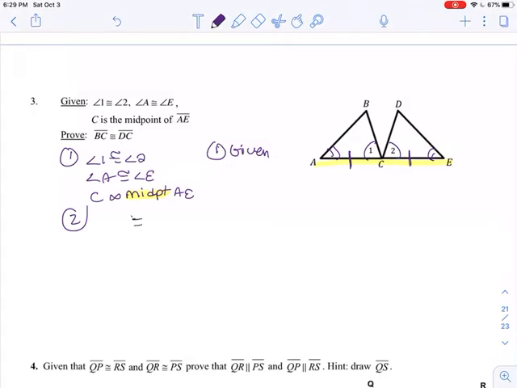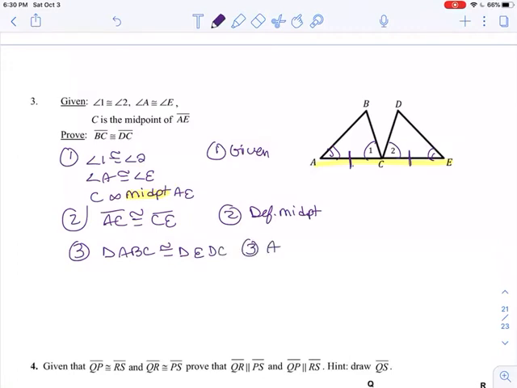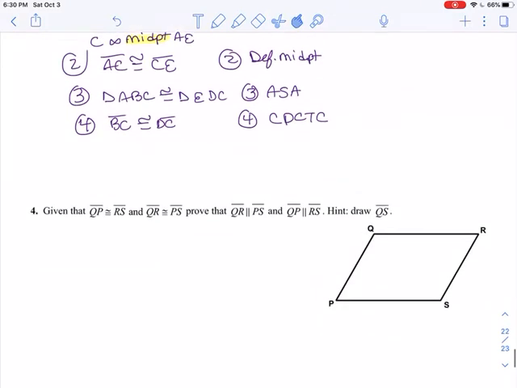If it's the midpoint of AE, it's cutting AE in half. So after you have a midpoint, you're just going to say which 2 halves are congruent. The left half AC is congruent to the right half CE. Definition of midpoint. And my triangles are congruent. Look, I have angle, side, angle. So triangle ABC is congruent to triangle EDC by angle, side, angle. And then once my triangles are congruent, then the rest of the corresponding sides and angles are congruent. That's my last step. BC is congruent to DC, CPCTC.